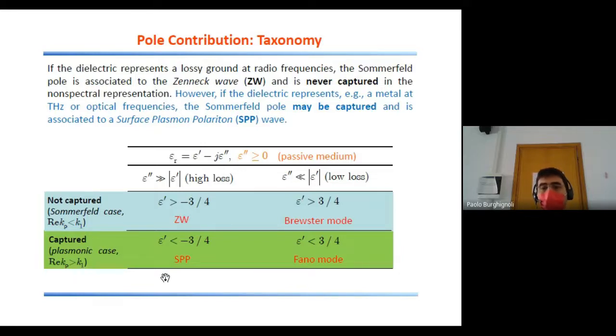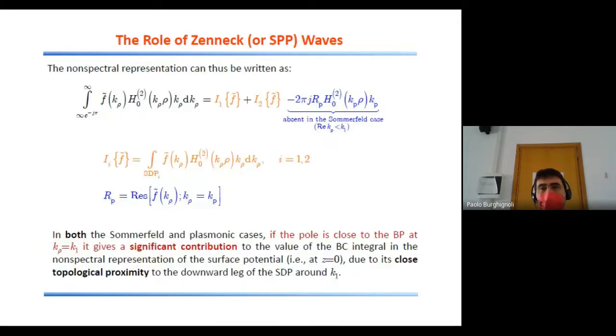Okay, but being captured or not, in any case, the pole is close to the branch point, so it is important to take it into account. And in particular, the role of the Zenneck wave or surface plasmon polariton wave, in addition to being possibly explicit, as in the plasmonic case, because we see a residue contribution, in any case, the presence of this Sommerfeld pole will affect the numerical evaluation of the integrals along the steepest descent path.